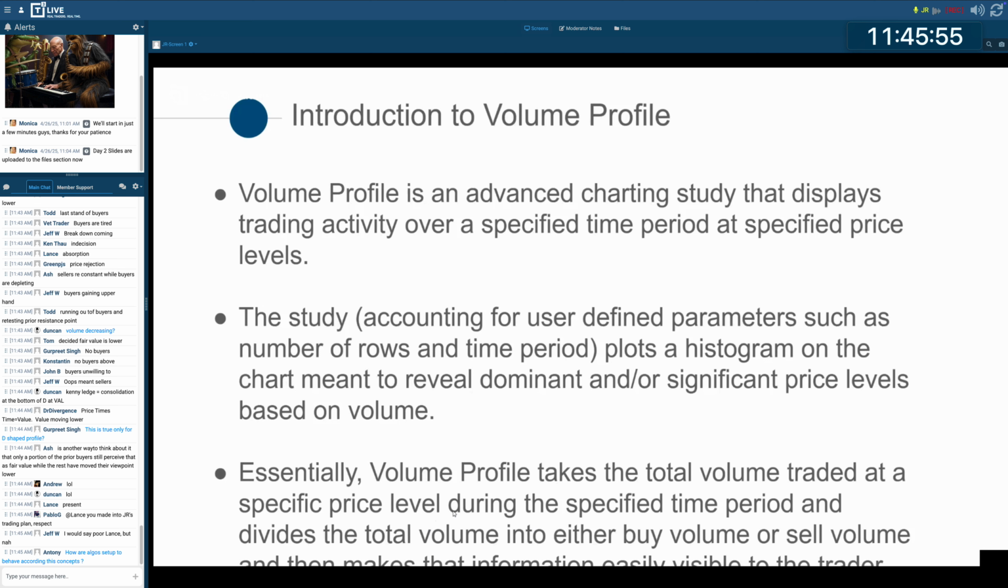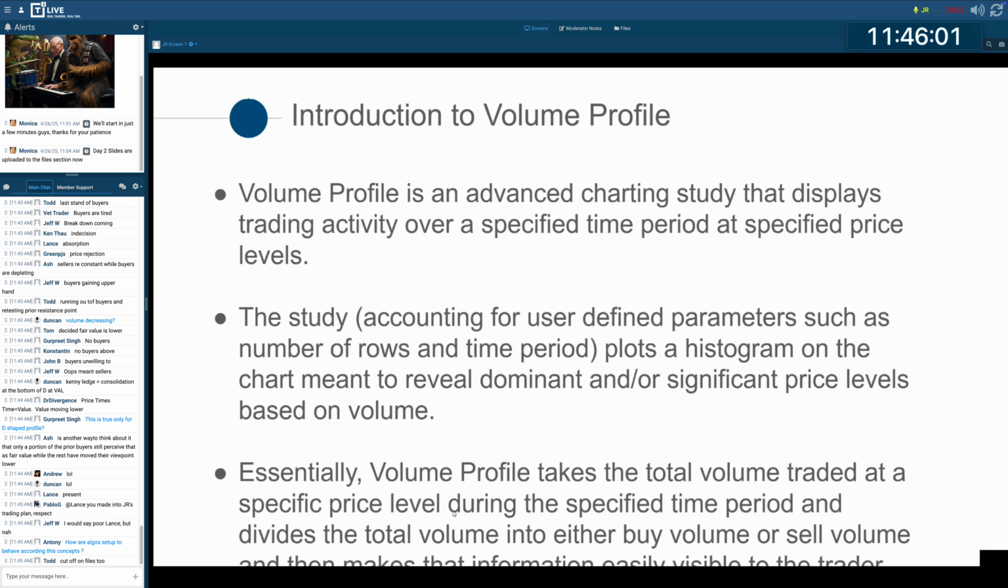Anyways, introduction to volume profile. Volume profile is an advanced charting study that displays trading activity over a specified time period and in a specified price levels. If you're not asleep every day, you will notice a whole lot of horizontal squiggly lines on my charts that denote the volume profile.